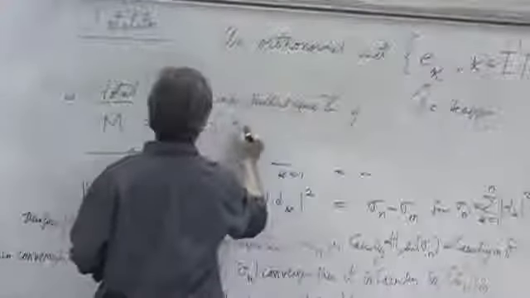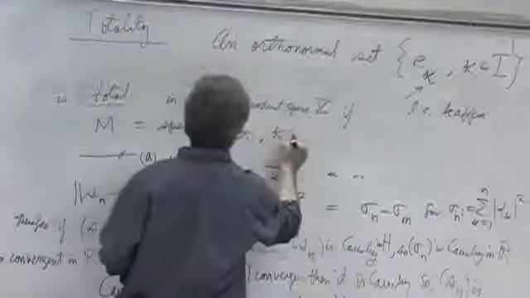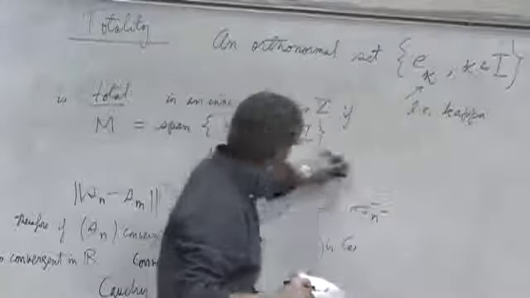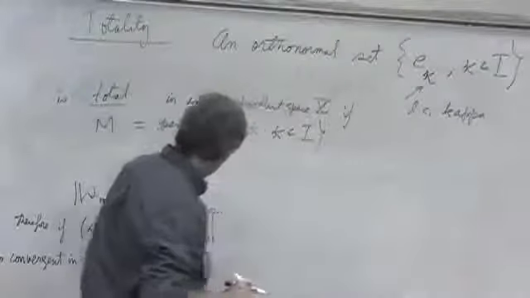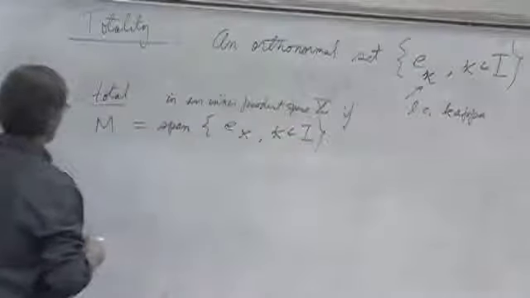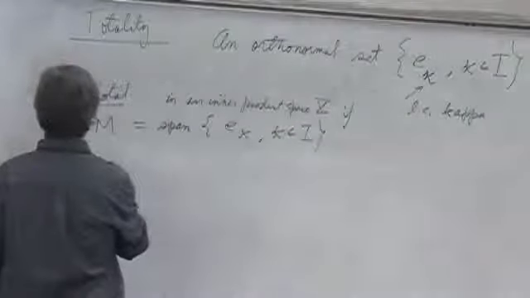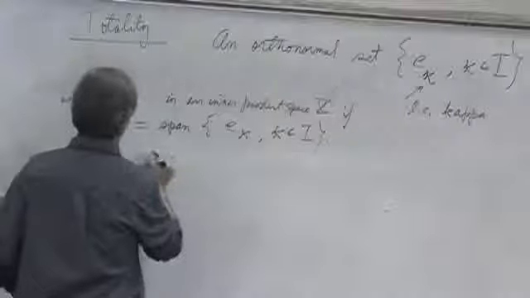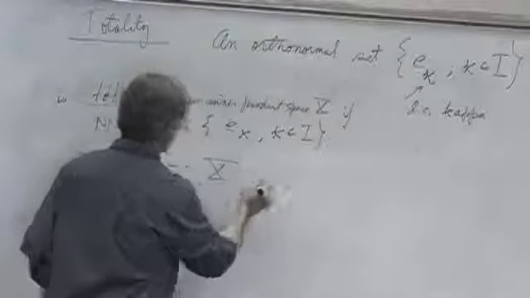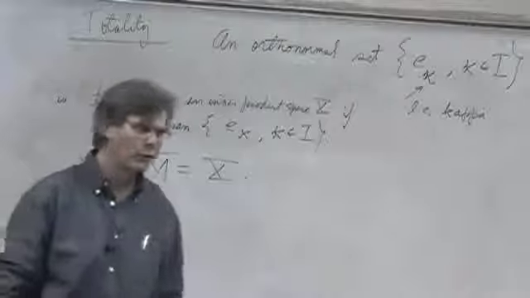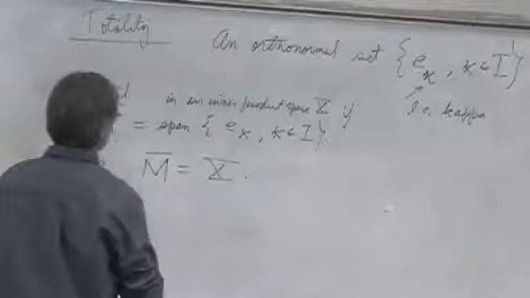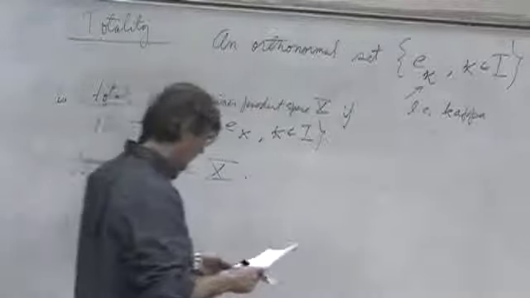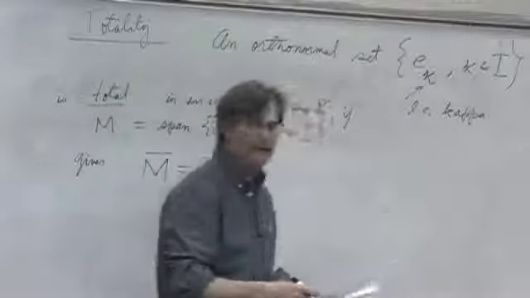M equals the linear span of this orthonormal set, which means you take all possible finite linear combinations, and that's a vector space, right? Take all possible finite linear combinations, and now close it up. If M bar equals X. In other words, if the closure of the linear span of these elements is the whole space. Okay. And then we're going to have a theorem about that.